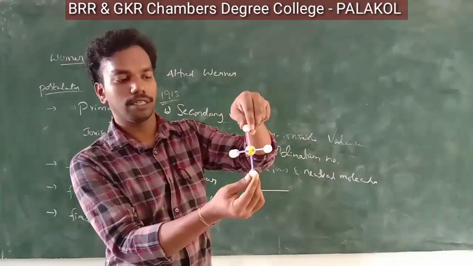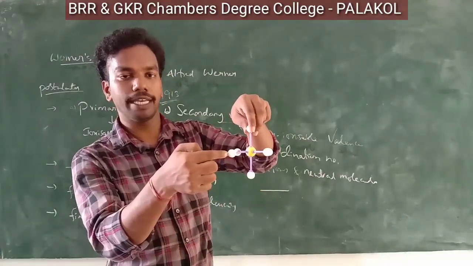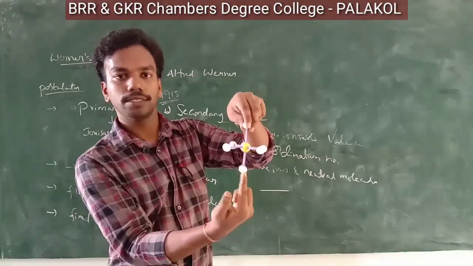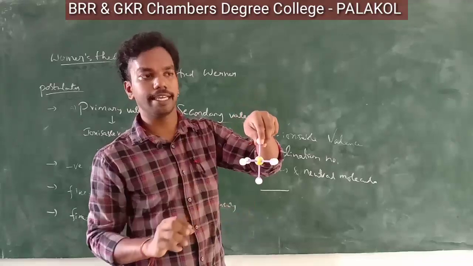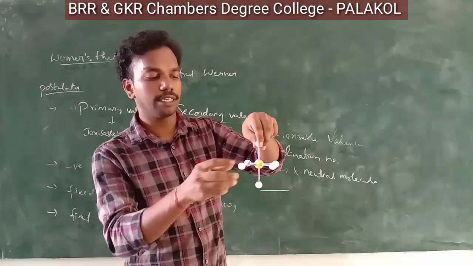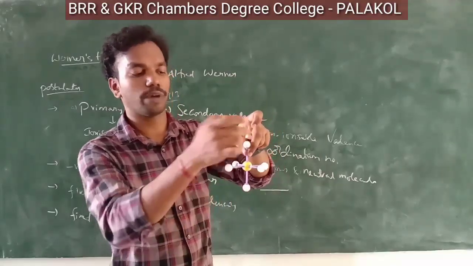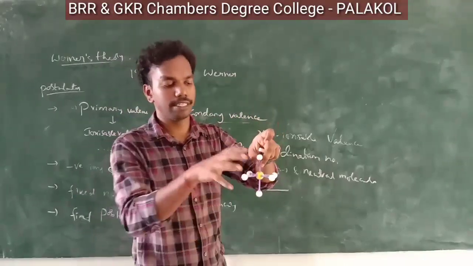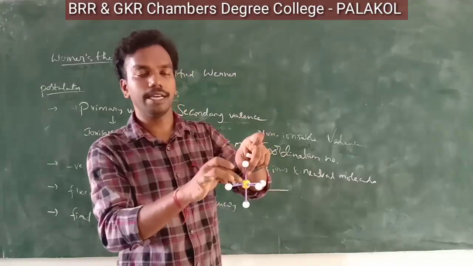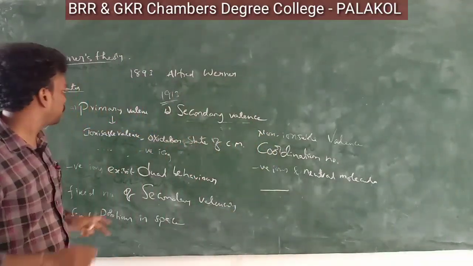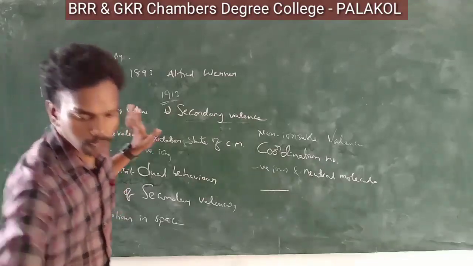Along the x-axis we have 2 ligands, along the y-axis 2 ligands, along the z-axis 2 ligands. Total 6 ligands. These 6 ligands are at the octahedral corners, along the x-axis, y-axis, and z-axis. So these 6 ligands are fixed around the central atom. So this is about the 4 points. These are the postulates of Werner's valence theory.